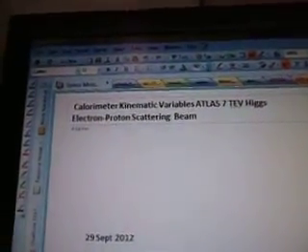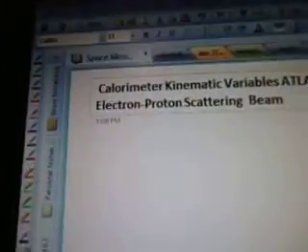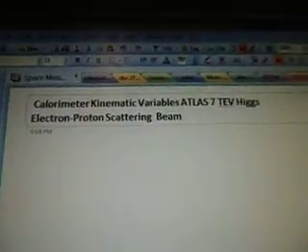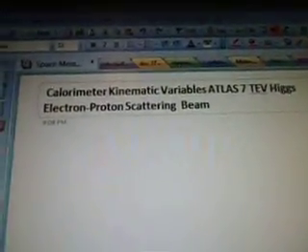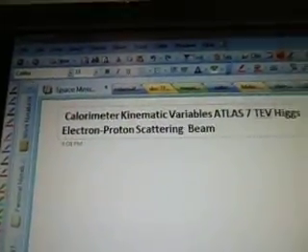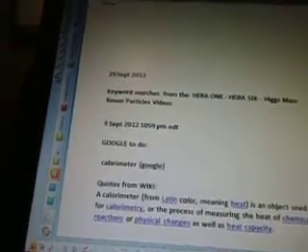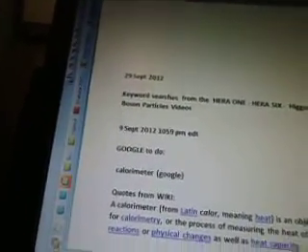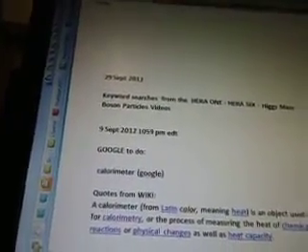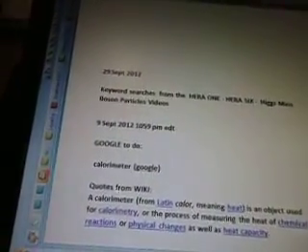So the next Higgs video is called Calorimeter Kinematic Variables Atlas 7 TeV Higgs Electron-Proton Scattering Beam. So this is talking about the beams. September 29th is when I did the keyword searches for it, and today's October 4th, 2012. The keyword searches are from HERA 1 to HERA 6, Higgs mass boson particle videos. So I guess it is continuing on.